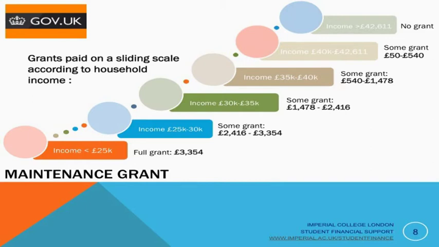The maintenance grant is a separate thing that you can apply for, and that is fully means tested. Again, this is through Student Finance England. And as you can see here, it is on a sliding scale, so depending on your income will depend on what you receive. Starting at the bottom there, if your income is lower than £25,000, the full grant of £3,354 would be paid. And again, it's a grant, so you get to keep it.